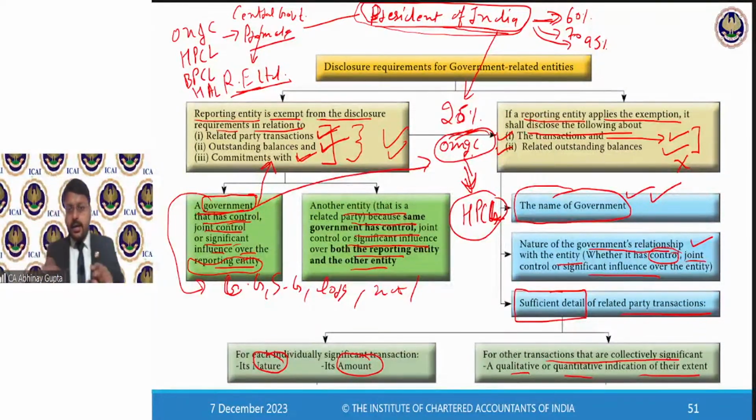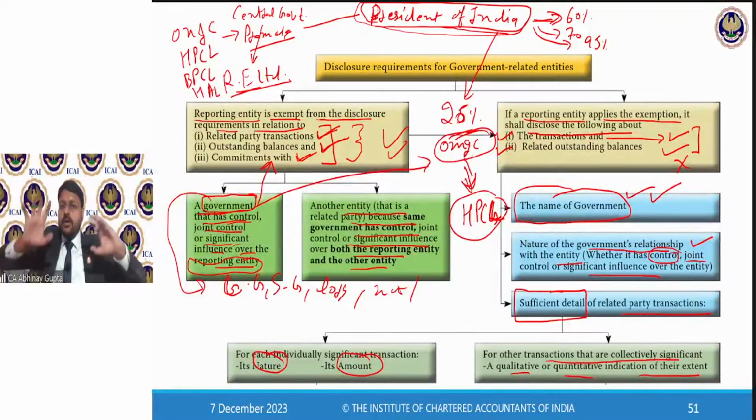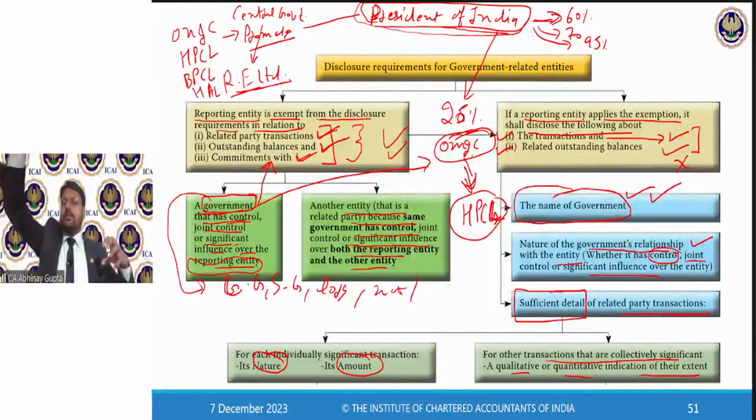Now, from this entire episode, what have we learned? We have learned that if a reporting entity has a relationship with the government by virtue of the government controlling this entity, that is, holding more than 50% shareholding for the sake of simplicity, or jointly controlling this entity in conjunction with the shareholding of any other shareholder, or exercising significant influence over this entity, then this relaxation applies for the transactions between this reporting entity and the government.